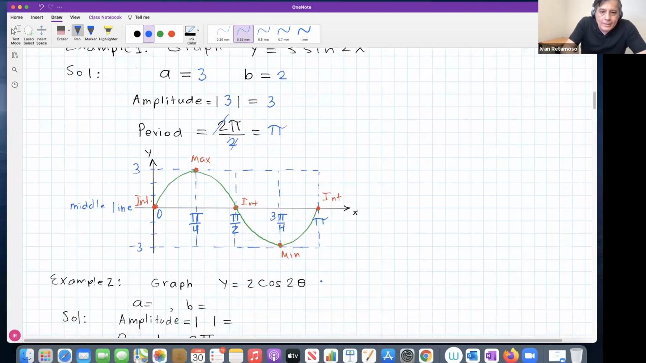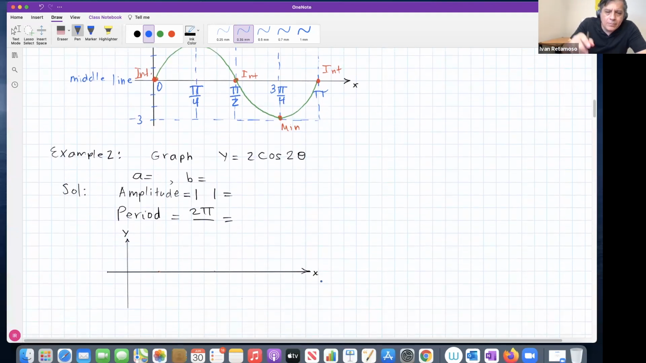All right, great. So example 2, let's do one with cosine. Suppose they ask you to graph this in general, y equals 2 cosine of 2 theta. Well, first step, identify A, identify B. A is clearly 2 here. B is clearly 2 as well. Amplitude is the absolute value of A, but A is 2. So the absolute value of 2 is 2. This is how far you go up and how far you go down. Period is 2 pi divided by B, but B is 2. So 2 pi divided by 2 is just pi. You have amplitude 2, period pi.